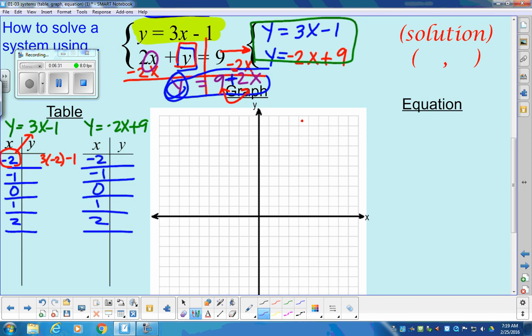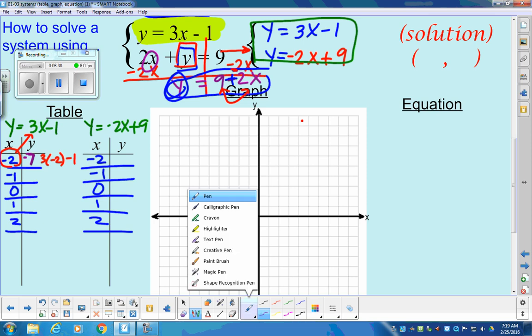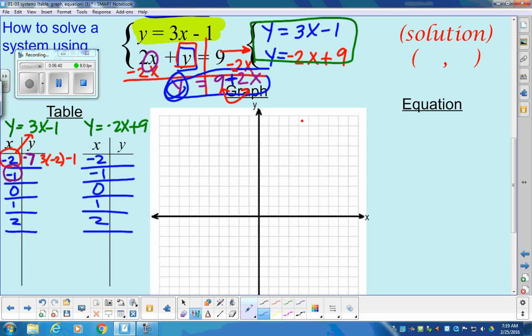So 3 times negative 2 is negative 6. Minus 1 is negative 7. So we have a negative 7 there. We're going to substitute the next value, and we're going to take the negative 1, plug it in. So we have 3 times negative 1 is negative 3 minus 1. Output is negative 4. Again, if you need your calculator, go ahead and pick it up. Plugging in a 0 now, so I take the 0 and I plug it in for x. 3 times 0 is 0, minus 1 is negative 1.